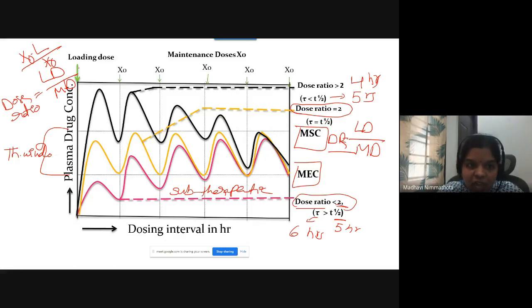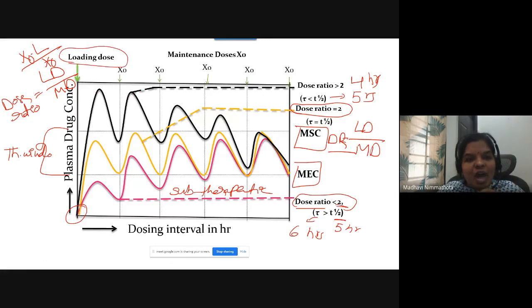See here, this arrow, this green color mark indicates this line. Why? Because this line states there is an initial higher dose response of your drug. Initial higher dose response of your drug, that is nothing but your loading dose.